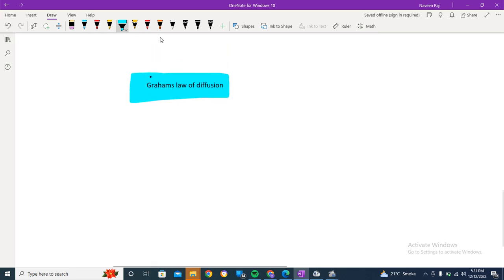Now, of course, the name states that this is Graham's law. There was a scientist named Graham. He gave this law, and it was a law relating to diffusion. He explained diffusion, and he presented a law according to it. Now what he stated, I'm not writing the complete sentence. Do write it if you want.